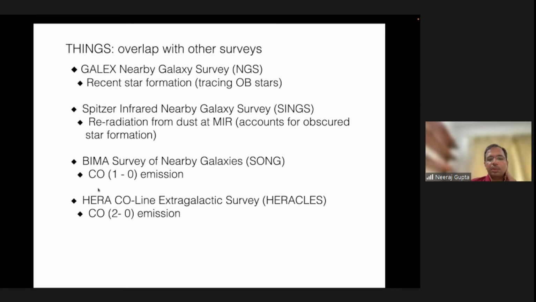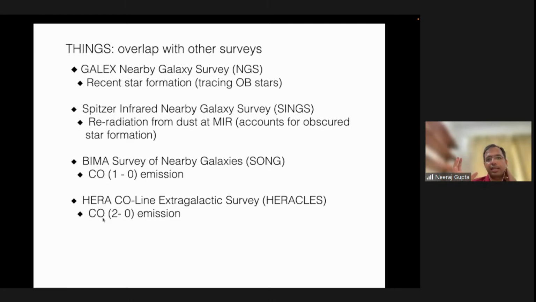Then also this was complemented with data from carbon monoxide, which is a nice tracer of the molecular gas, right? Because for star formation, atomic gas and molecular gas, all three we need to put together if we want to understand how gas is being converted into stars. Because as we were discussing previously, it's the molecular gas which is a direct fuel for star formation, right?